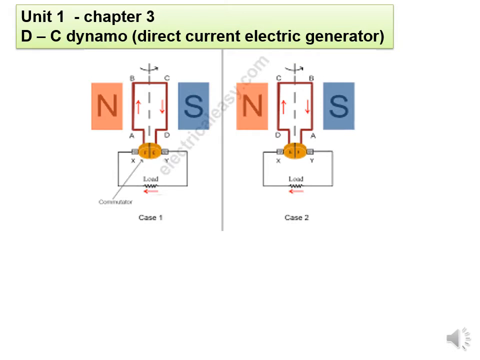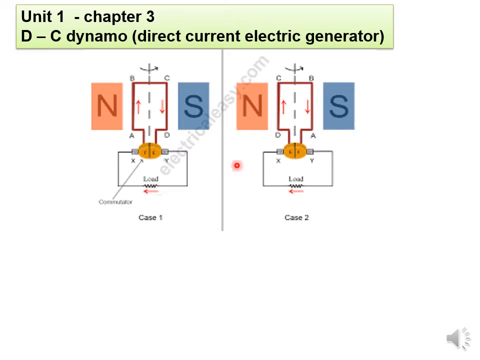In the first case 1, the side CB will move in page, so thumb of right hand will point in page, and the pointer will point from left to right, so the current will be in the direction shown by the red arrow to this piece of commutator, to these metallic brushes, to that direction in the external circuit.